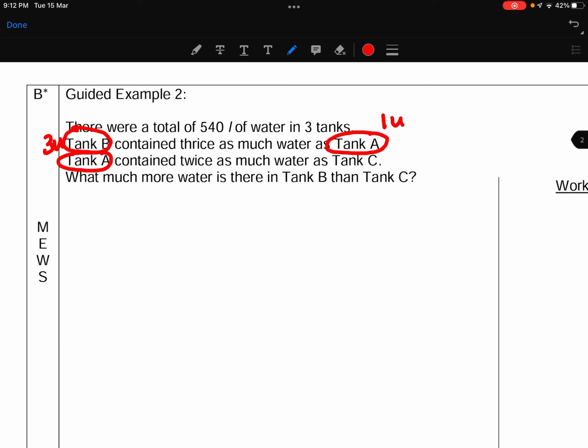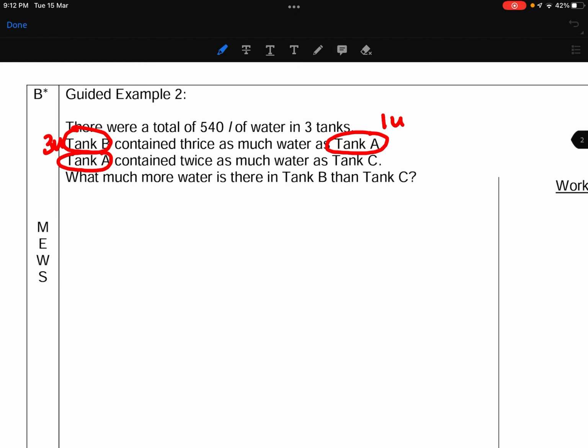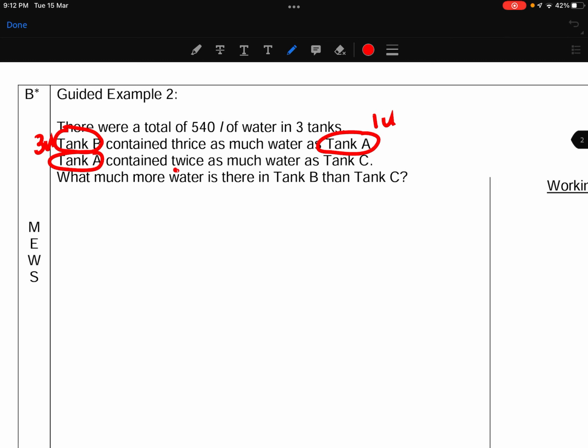Now when I'm comparing tank A and tank B, tank A will be 1 unit, tank B will be 3 units. Now I'm going to go to this part here where tank A is 1 unit. But I know that I cannot have 1 unit because it says that tank A contains twice as compared to tank C. So when I'm doing tank A and tank C, tank C is 1 unit, tank A is 2 units.